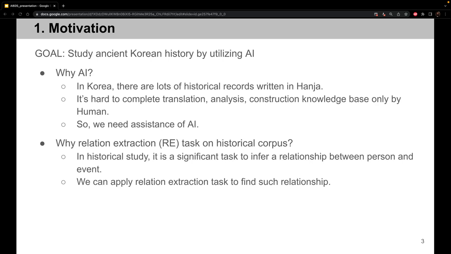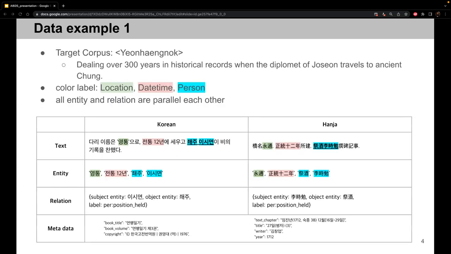Among diverse NLP tasks, we choose relation extraction task on historical corpus because in historical study, it is a significant task to infer a relationship between persons or events. And we can utilize relation extraction task to find such relationships. Then let's directly see how our dataset looks like. Among diverse corpus in ancient Korean records, we choose Yeonhaengrok, which are travel records when delegations of Joseon visited Cheong. Cheong is one of the ancient countries of China. Let's see the below example.